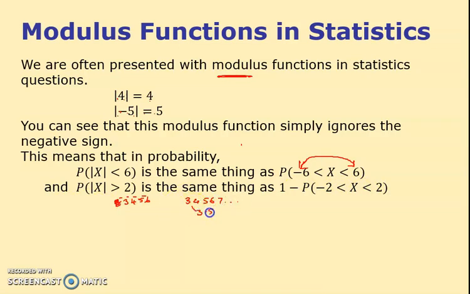I could have had 3.5, of course. But numbers that I couldn't have is anything between minus 2 and 2. I can't have those because the modulus of X has to be bigger than 2. So notice one way of calculating that is to work out the probability of being between minus 2 and 2. And because all probabilities add up to 1, you can do 1 minus.